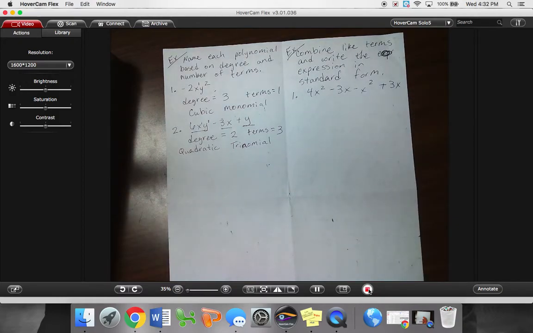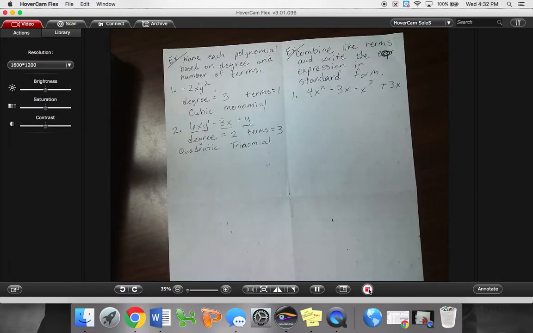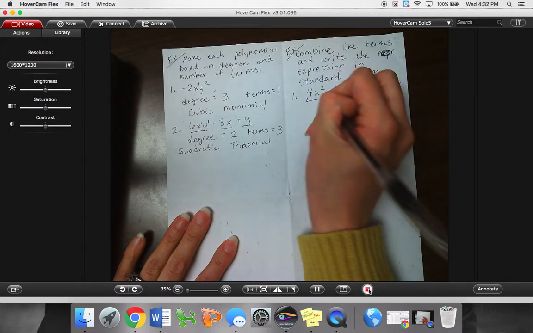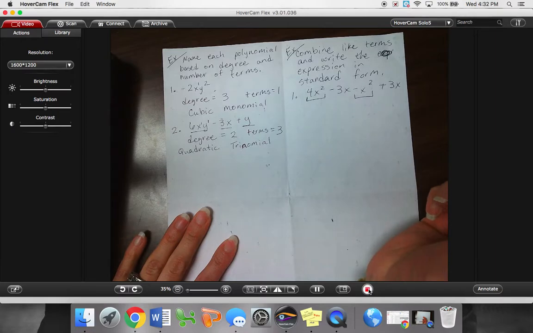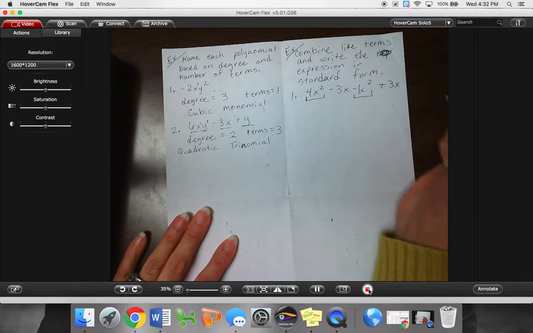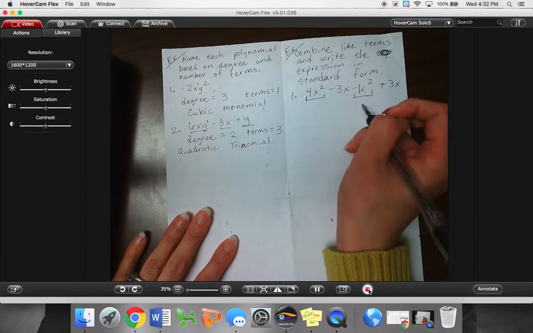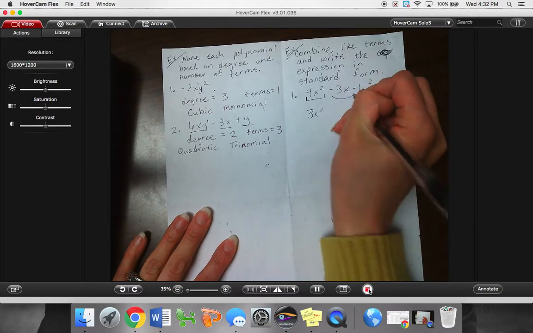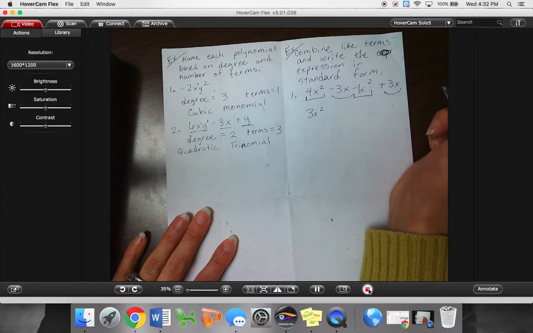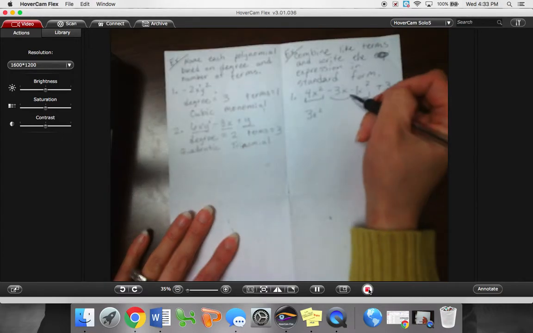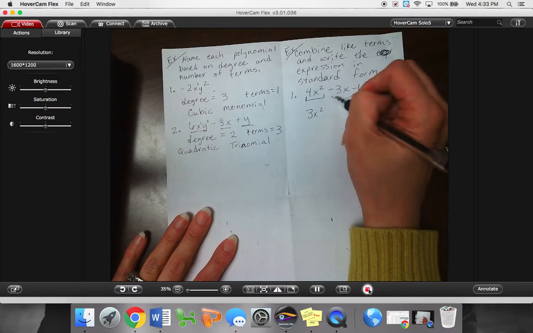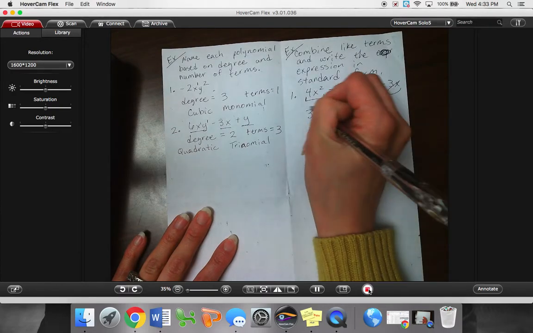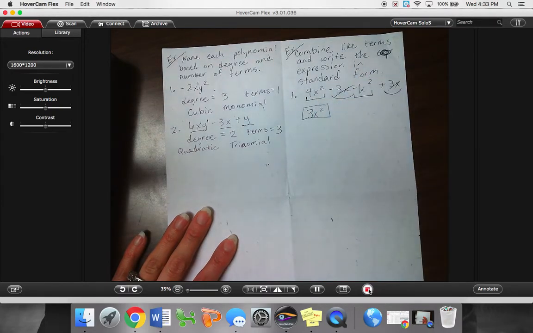Remember, to be like terms, they have to have the same variable and also the same exponent. So 4x squared and negative x squared combine. Remember, this is like a negative 1. So 4 minus 1 is 3x squared. Negative 3x plus 3x combine, but since negative 3 plus 3 is 0, they cancel out. So your answer is just 3x squared.